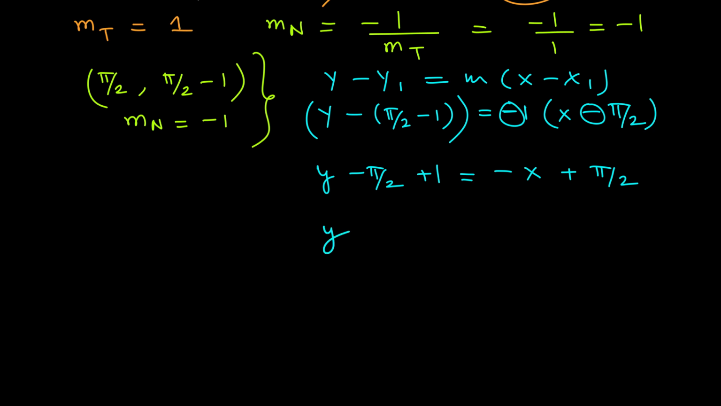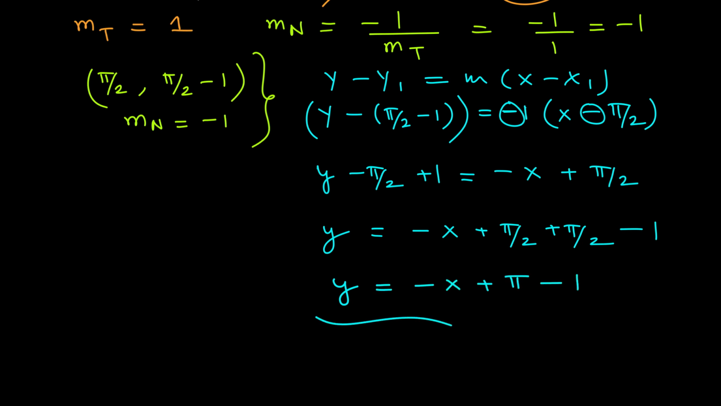So if I make y the subject, that is minus x plus pi by 2 plus pi by 2 minus 1. So y is equal to negative x plus pi minus 1. This is the equation of normal to this curve.